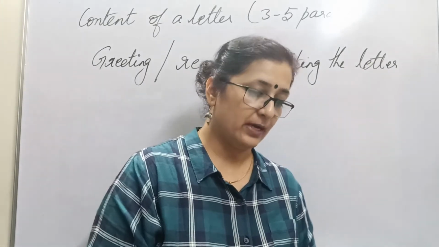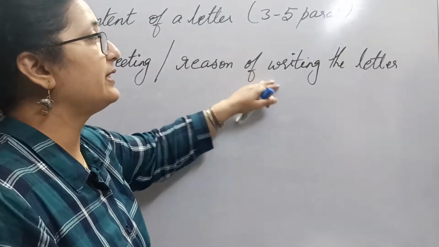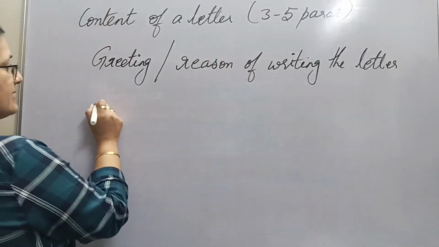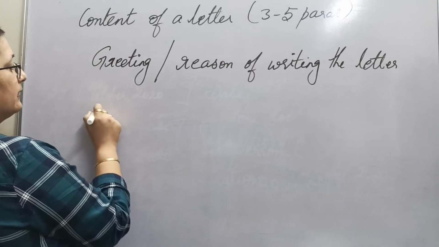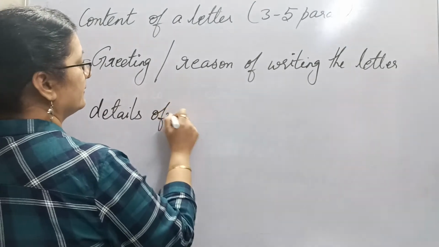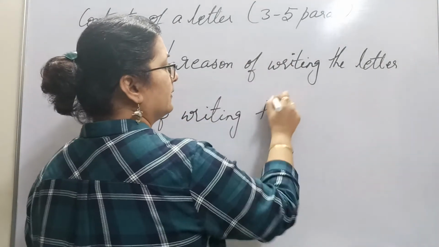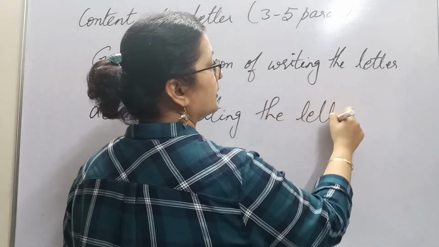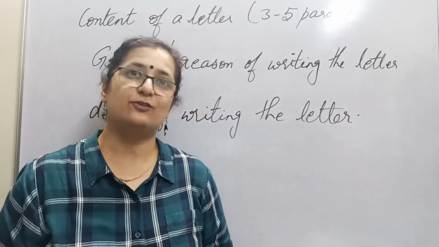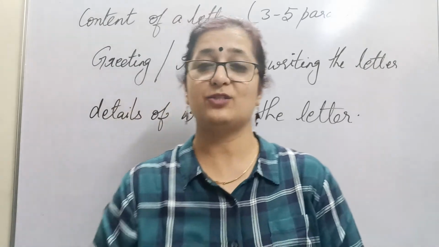Coming down to the next paragraph, where we can talk about the details about the reason of writing. Here we've just given a brief of why we are going to write the letter. Second paragraph, we can talk about the details of writing the letter. Here we've just given the reason why we are writing, and here we can talk about the details. Suppose I tell you that I just would like to share my vacation. I would like you to know how I spent it.